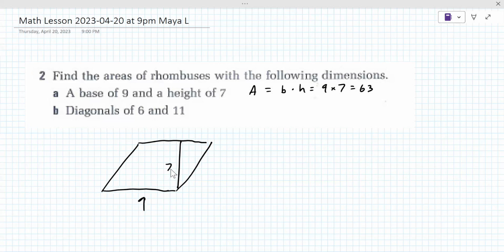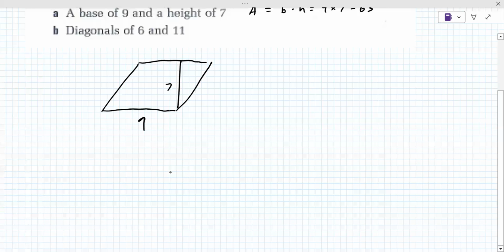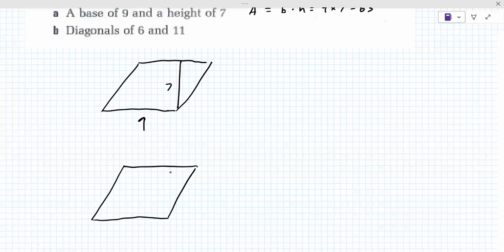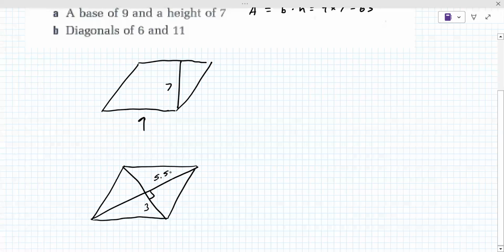With the diagonals, there's a little bit more to consider here. Again, not to scale. Do you remember anything about how the diagonals intersect in a rhombus? I want to say they bisect each other. They do, and they form right triangles. So if this one, going top left to bottom right, is 6, that's 3 and 3, and this is 5.5 there. So how do you find the area?